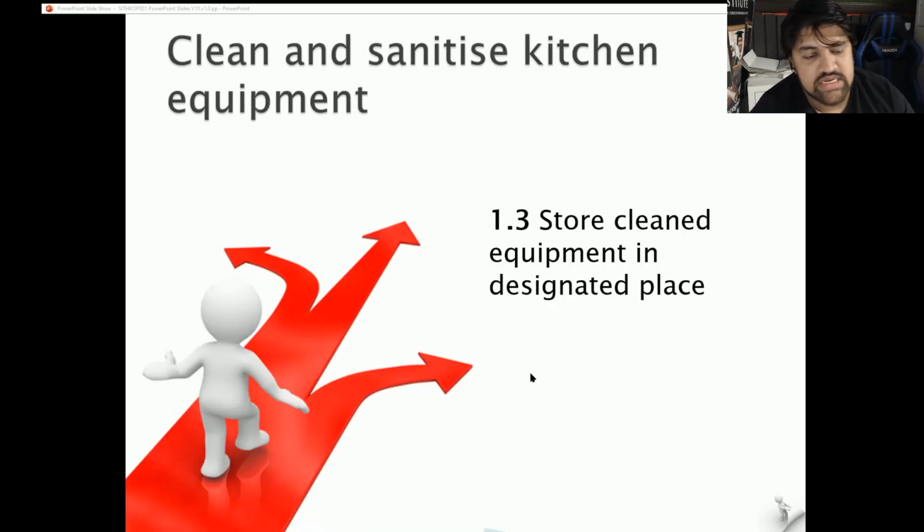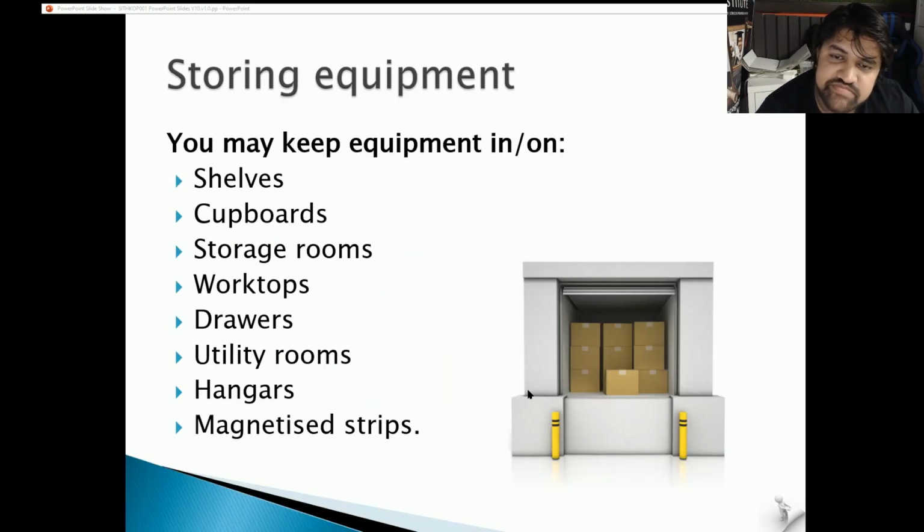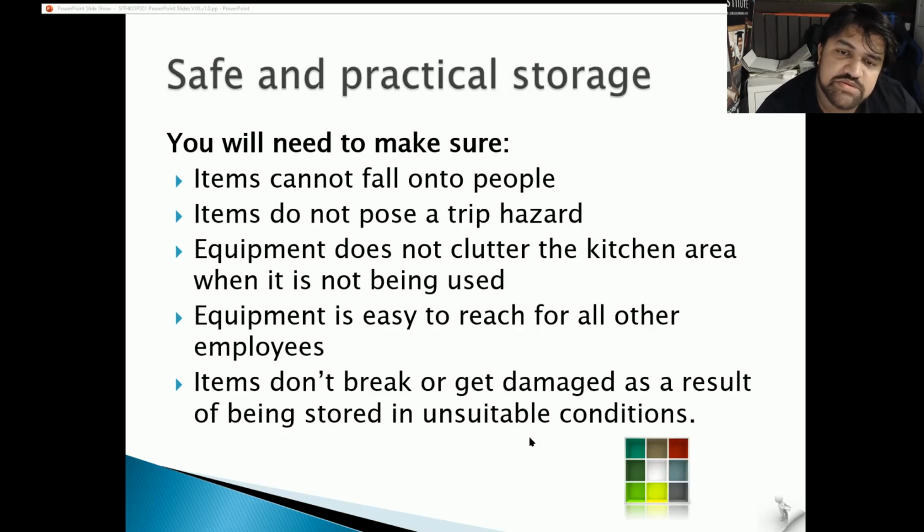1.3, store cleaned equipment in designated place. Storing equipment. You may keep equipment on shelves, cupboards, storage rooms, worktops, drawers, utility rooms, hangers, magnetized strips. Safe and practical storage. You will need to make sure items cannot fall onto people. Items do not pose a trip hazard. Equipment does not clutter the kitchen area when it is not being used. Equipment is easy to reach for all other employees. Items don't break or get damaged as a result of being stored in unsuitable air conditions.